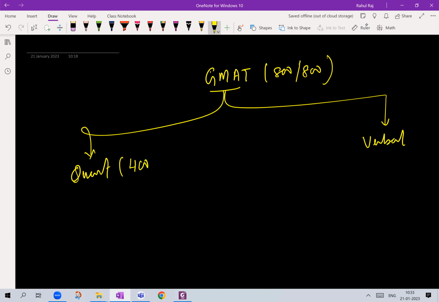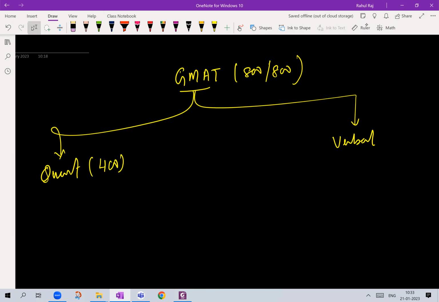The total score for quant is 400. The total score for verbal is 400. There are two other sections called AWA and IR.